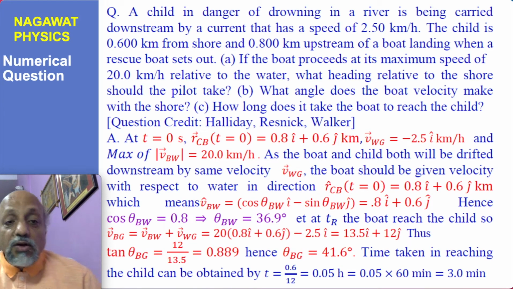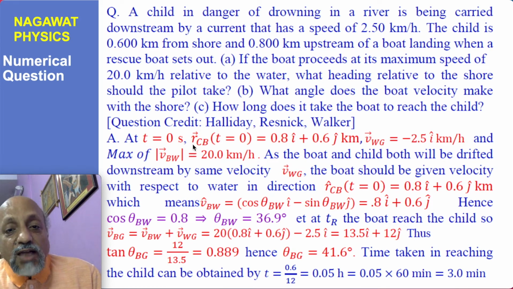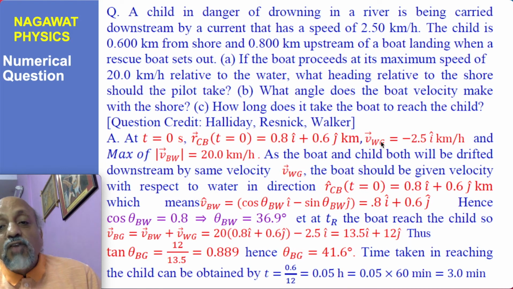So credit is given. At time t equal to 0, from the given information I can write that the position vector of the child with respect to the boat at time t equal to 0 is 0.8 I, converting the upstream direction as I cap, and 0.60 J km, this particular direction from the starting point as J direction. Now what is given? That the velocity of water, the river flow, is 2.5 km per hour, but water is flowing downstream, so minus 2.5 I cap. So that is given. What is further given? That the boat can be rowed with the maximum speed given by 20 km per hour.